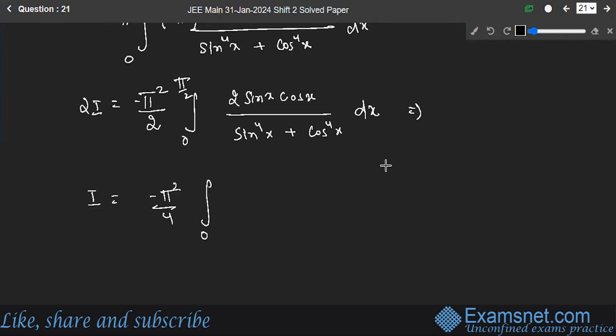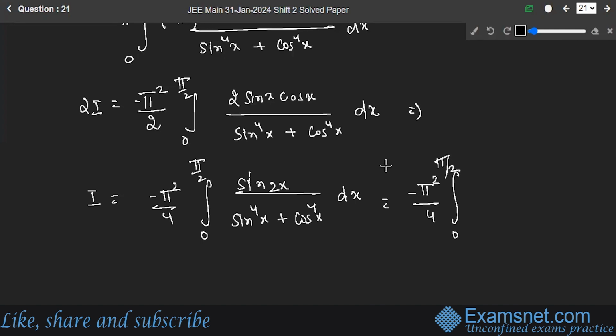This is integral 0 to pi by 2 of sin 2x upon sin power 4 plus cos power 4 dx, which is equal to minus pi square upon 4 integral 0 to pi by 2 of 2 tan x sec square x upon tan power 4 x plus 1. What I have done is divided the numerator and denominator by cos power 4 x. So this becomes 2 tan x sec square x upon this.